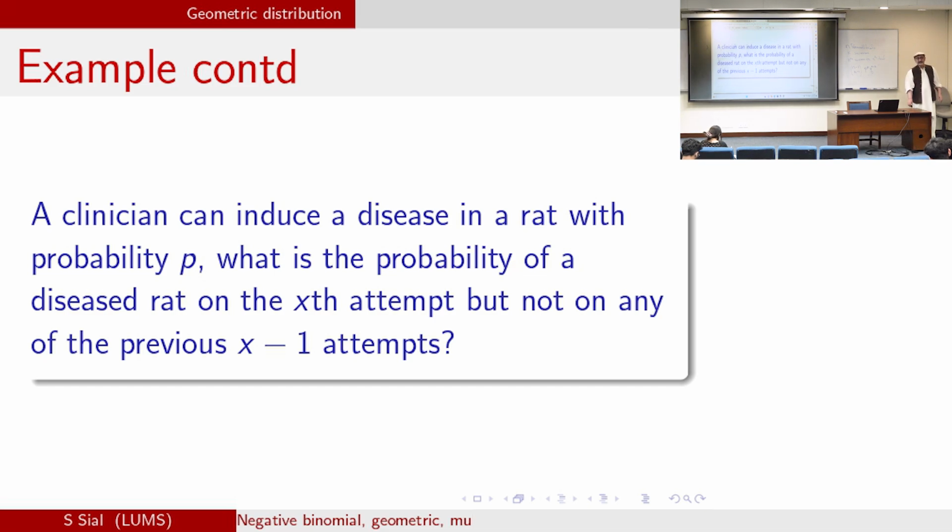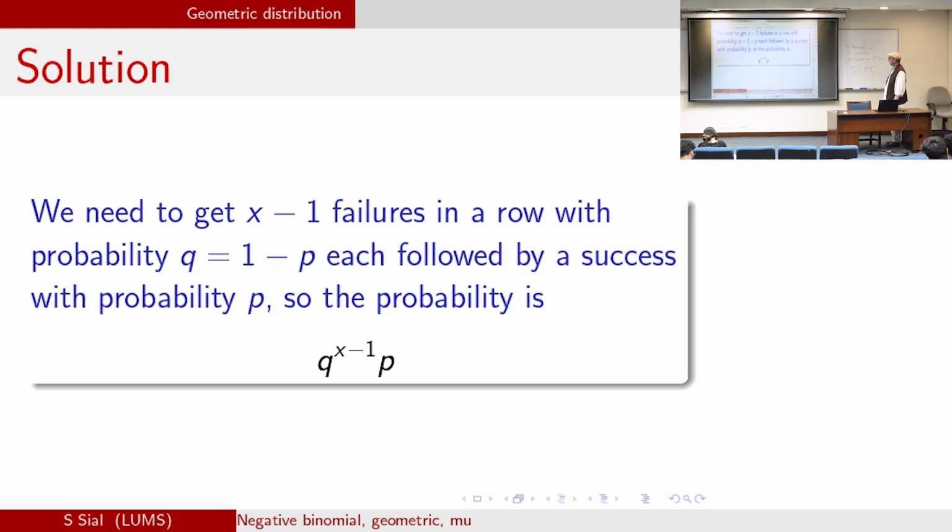Okay. How about what's the probability of x attempts? So let capital X be the random variable: how many attempts does it take to induce the disease? Small x is one of the values that capital X can take. So what's the probability of x attempts? Right. So you need to fail x minus 1 times, followed by a success. So q to the x minus 1 times p. Okay, so that's what we're saying there.